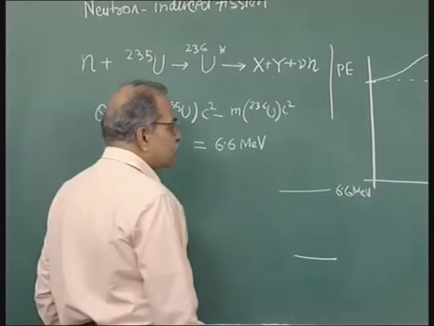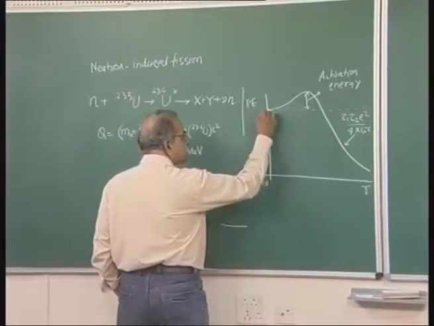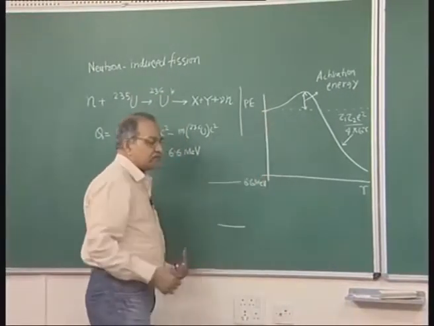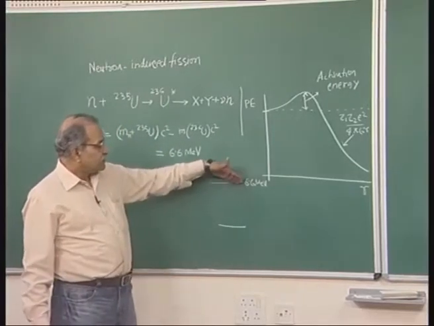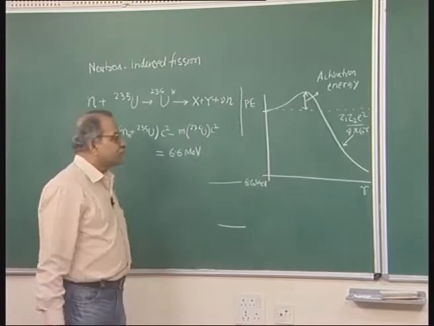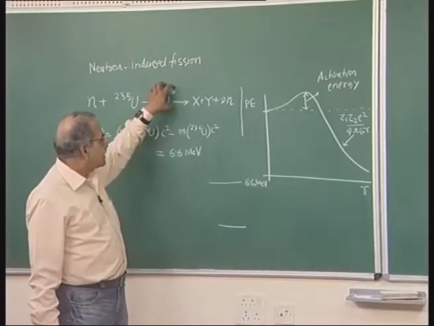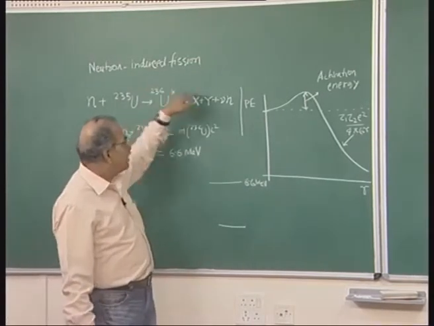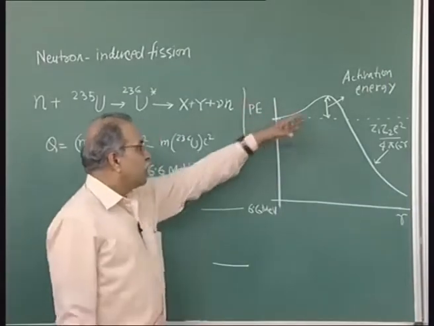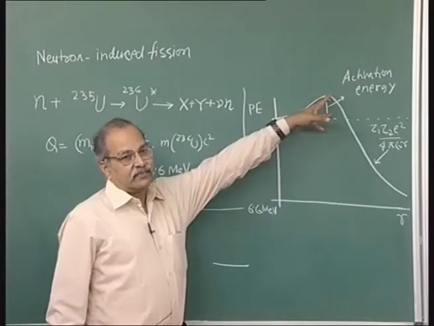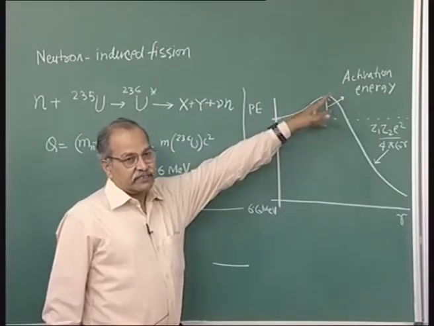So, the ground state of uranium 236 is here, but it is formed in excited state, and that energy is 6.6 MeV. So, this is at 6.6 MeV above its ground state. Here is that ground state and above this ground state, how much is this barrier height? How much is this activation energy?